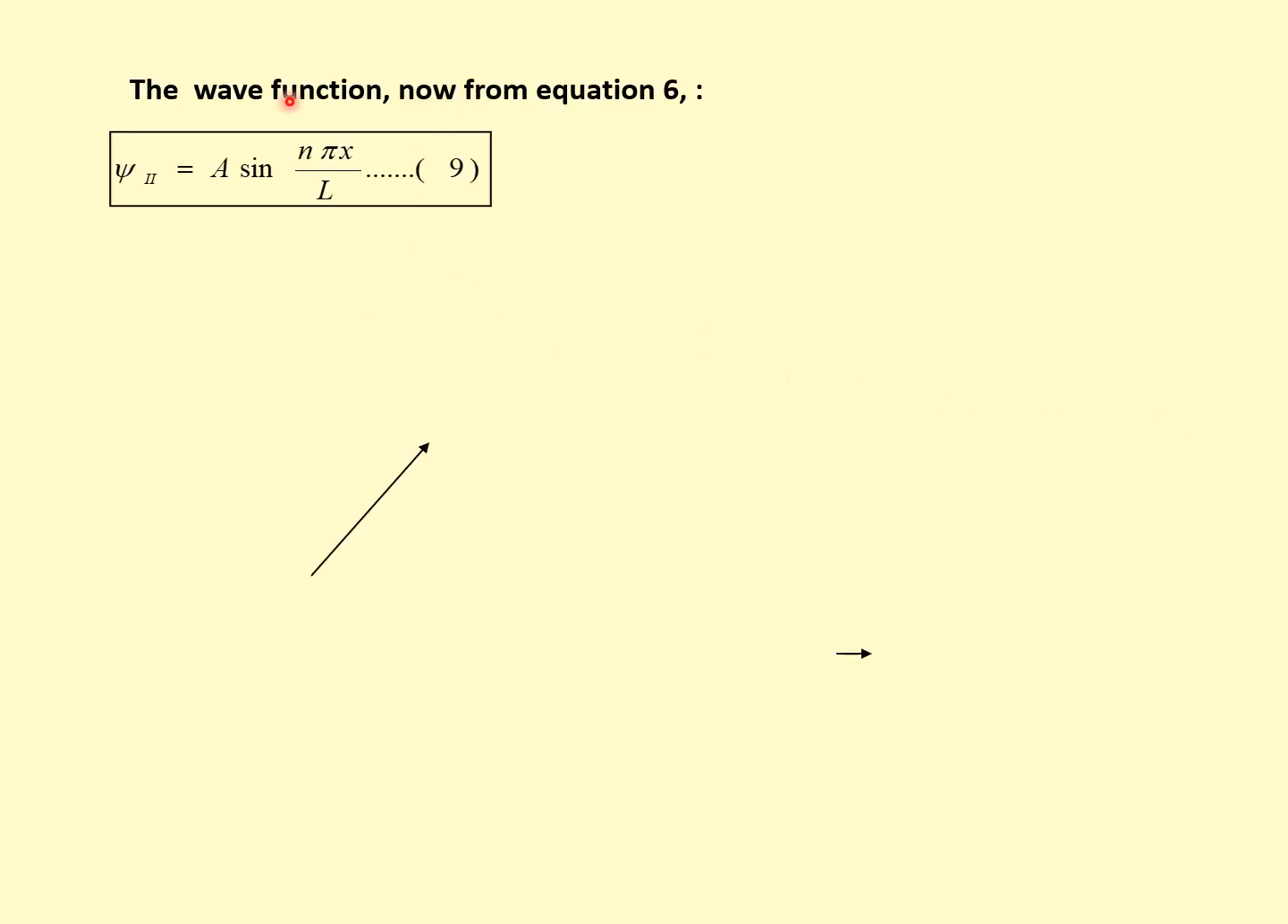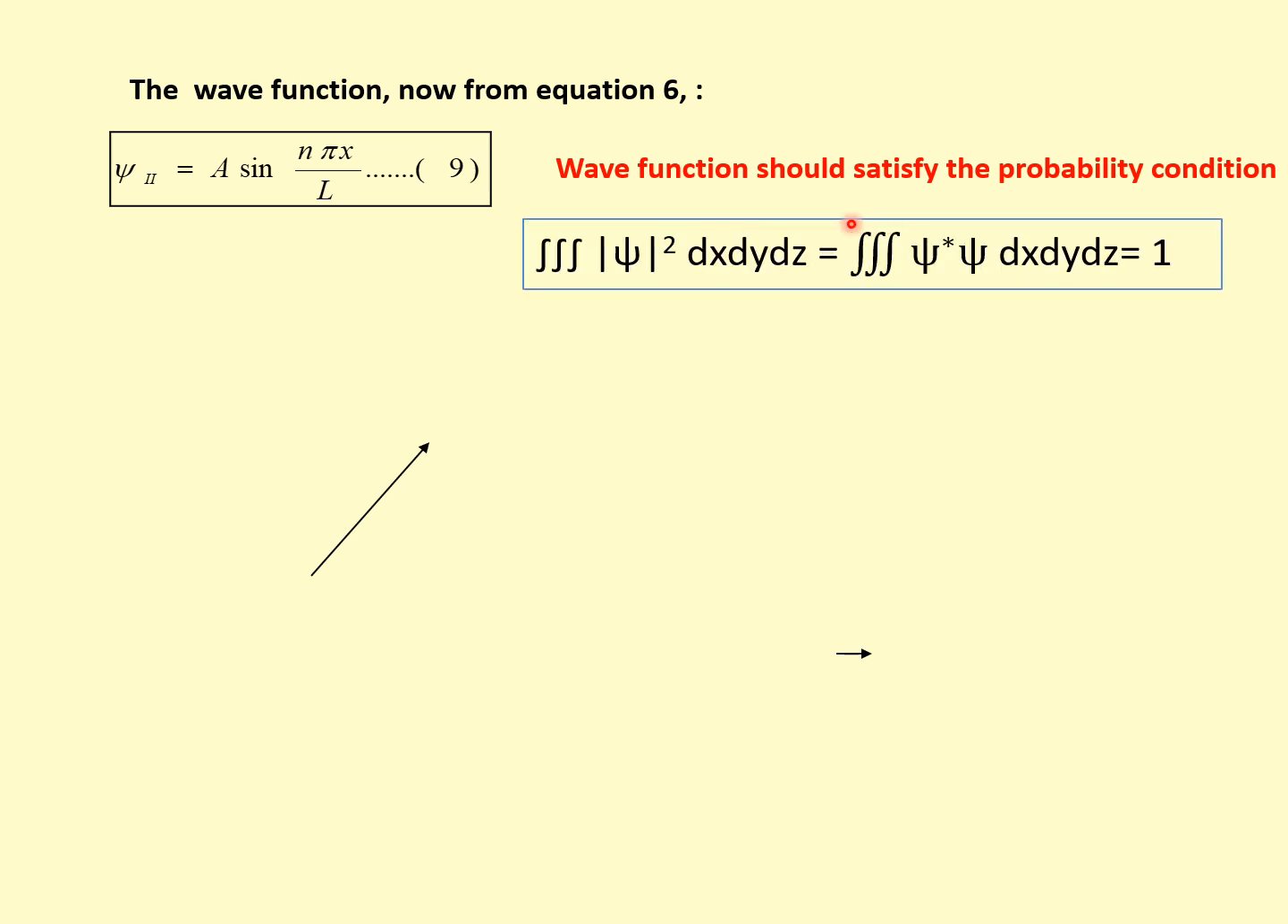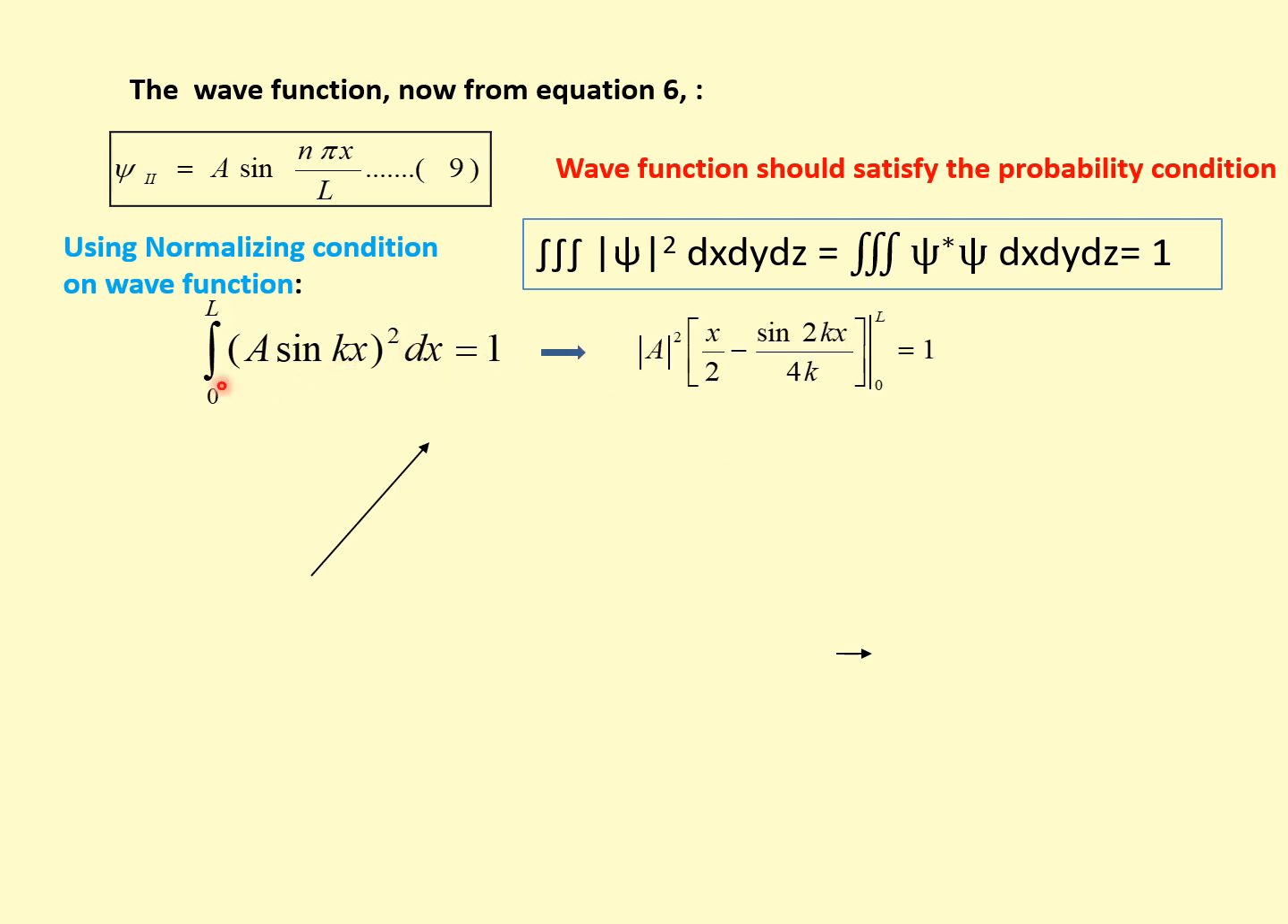Now the wave function we have got is psi equal to A sine n pi x by L, but here this coefficient A we will have to find out, and we will use a condition known as the normalization condition, which is that the volume integral of psi star psi dv equals 1. The probability of finding the particle in space is 1. So if we put the values here, 0 to L, A sine kx whole square dx equal to 1, A square sine square kx equal to 1, and the limit is 0 to L for a particle in a box of length L.